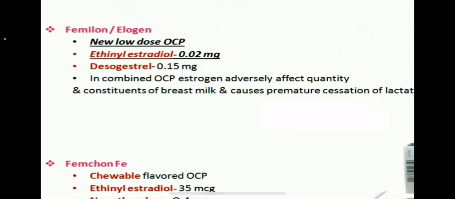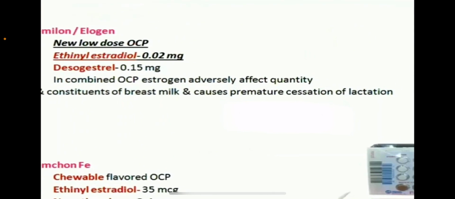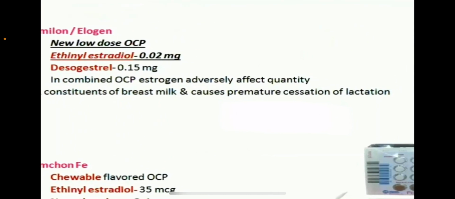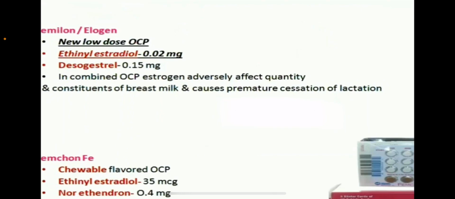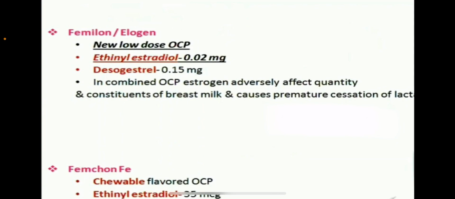In combined OCP, estrogen will adversely affect the quantity and constituents of the breast milk, and it also causes the premature cessation of lactation, which we have repeated multiple times. By now you are very well aware of what the OCP does. It will alter the quantity, it will alter the constituent of the breast milk. Secondly, it will cause the premature cessation of the breast milk. Remember, new low dose OCP is what, guys? Femilon or Elogen. Moving on to Femcon.